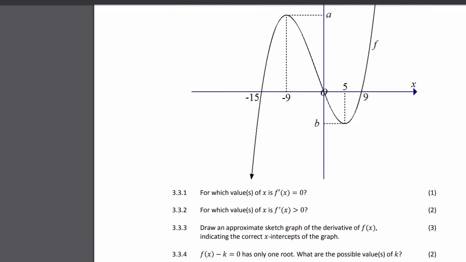Next question. For which values of x is f'(x) greater than 0, and again, don't read this as the derivative of f. Read it as the gradient. Say, where is the gradient positive? In other words, uphill. Where is the gradient going up? Well, and again, for which values of x? Well, here the gradient's going up. There I'm going up. Oh, here I'm going down.